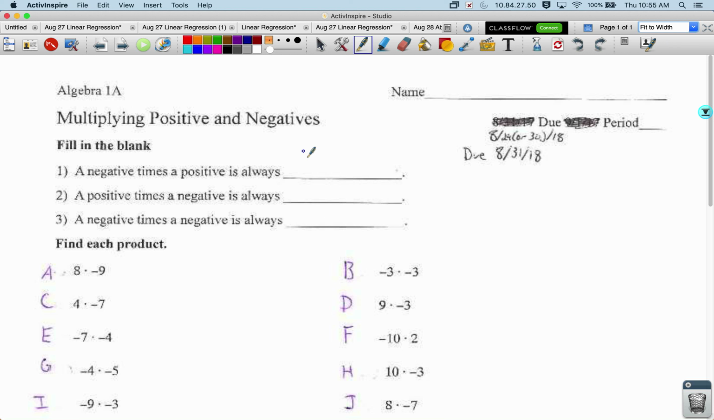A negative times a positive is always negative. All right, so there's not a special rule for if one is bigger than the other or anything like that. Just every time you multiply a negative and a positive, you always get a negative. And the order doesn't even matter. In number 2, we see a positive times a negative is always negative as well. So the positive can come first. As long as there's one negative, it's always going to be negative.